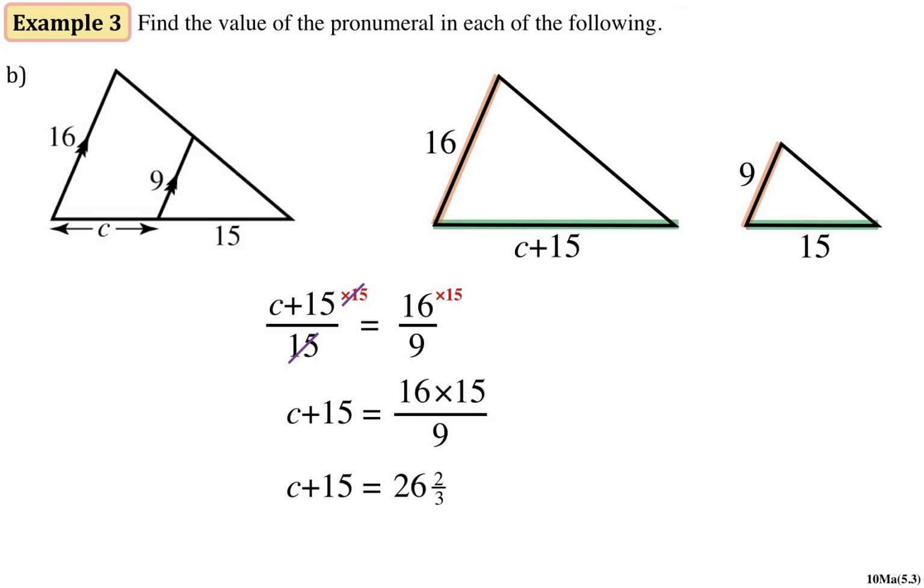Now I'll just minus 15 from both sides. 26 2/3 take away 15 gives 11 2/3. So C is 11 2/3. Again, a messy one. Normally they'll probably be whole numbers in the textbook because they're a little easier, but that's to show you that the process works.